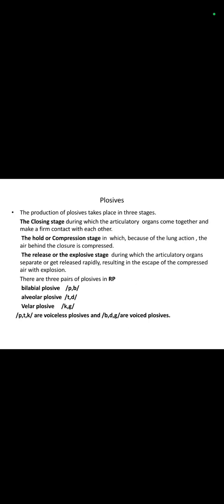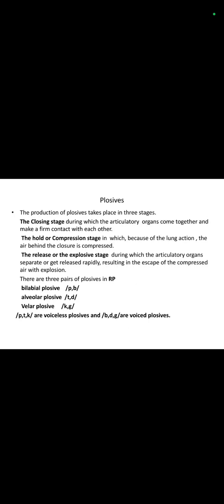The production of plosives takes place in 3 stages. The closing stage, during which the articulatory organs come together and make a firm contact with each other. The hold or compression stage, in which, because of the lung action, the air behind the closure is compressed. The release or the explosive stage, during which the articulatory organs separate or get released rapidly, resulting in the escape of the compressed air with explosion.